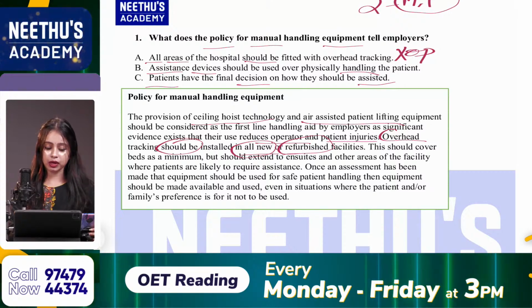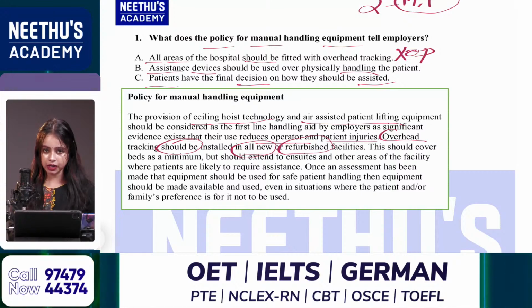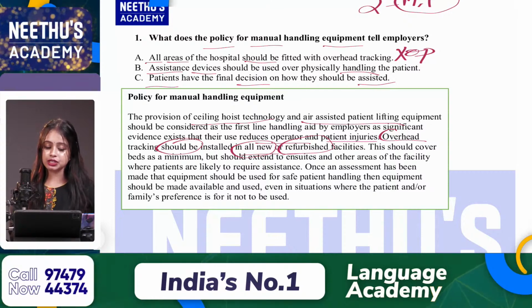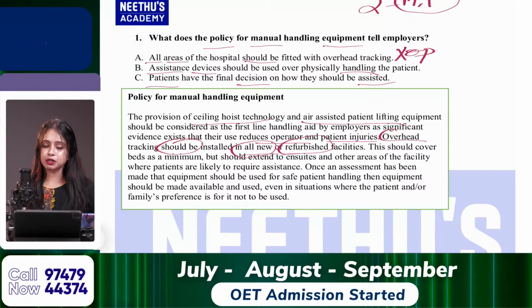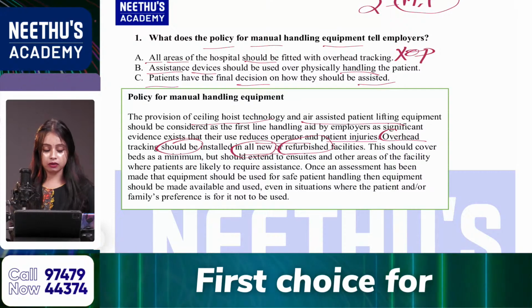Option B, right? Which means assistance devices should be used over physically handling the patient. So what about option C? How did you eliminate option C? Patients have the final decision on how they should be assisted. Why did you eliminate that particular option, option C? Riba, main idea. Very good, dear.